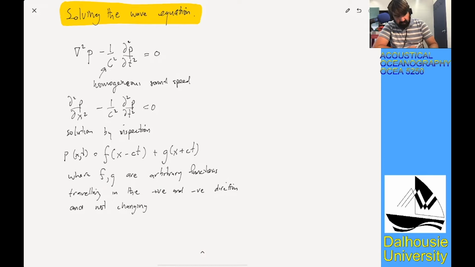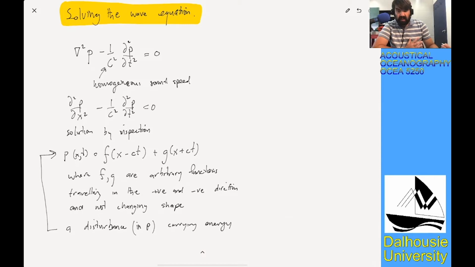So this general solution here actually has quite a lot of information in it, and it really describes something physically quite easy to imagine. So a disturbance in P, carrying energy, and there's no loss, right? It's not changing shape, so there's no loss. There's no dispersion, so there's no frequency-dependent sound speed. Or you can think of it, there's no deformation. So all of that comes out very simply and very plainly.